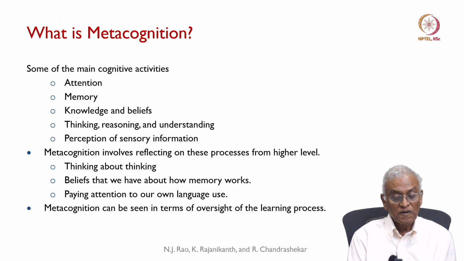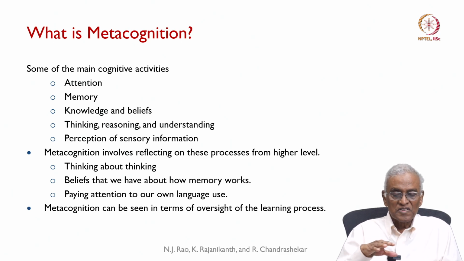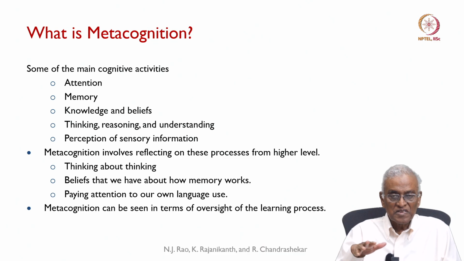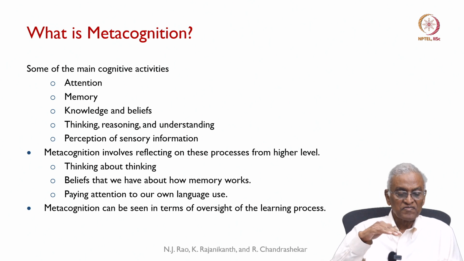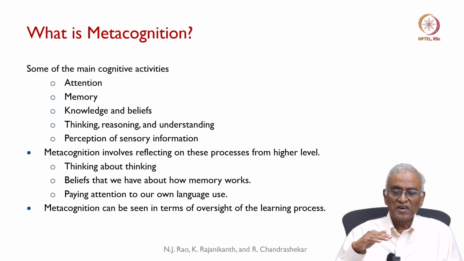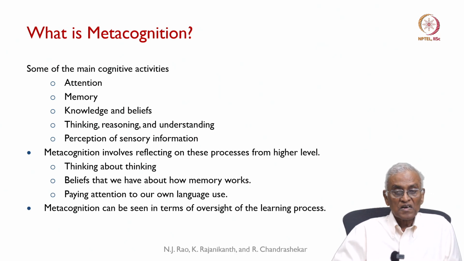Metacognition operates on these processes from a high level. That is, these are happening, attention, memory, this is happening. For example, looking at why you are not able to pay attention. If you look at that kind of thing, that is metacognitive activity. Why am I not able to remember something for a long period? Why doesn't it stay with me? That means you are looking at it from a higher level. So, putting in other words, thinking about thinking, that is metacognition.